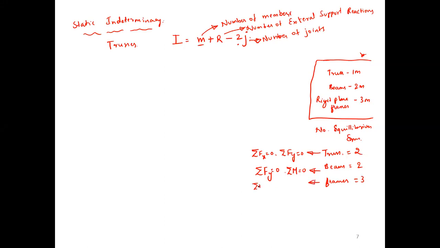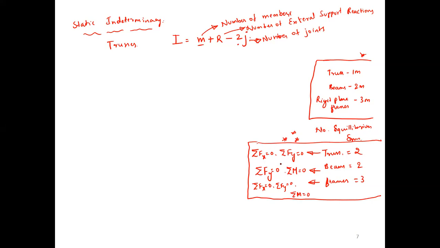Sigma Fx equals 0, sigma Fy equals 0 and sigma M equals 0. See, MCQ: what are the equations of equilibrium available in truss? In beams, in frames, you generally have 3 equations: sigma Fx equals 0, sigma Fy equals 0 and sigma M equals 0.